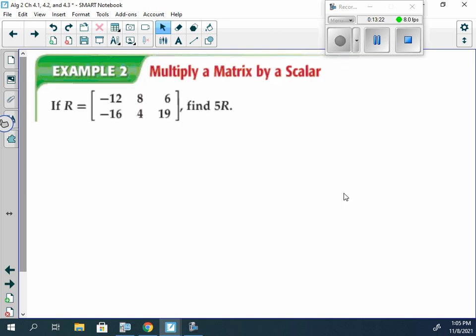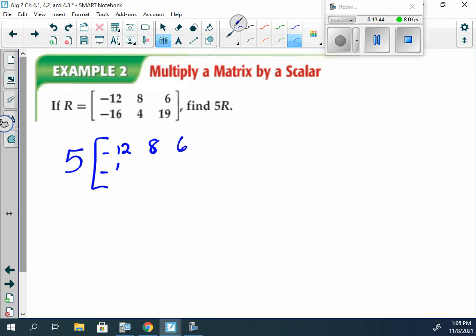Let's look at scalar multiplication. We also did scalar multiplication in August. We've covered this one before. Whenever we multiply by a scalar, we're multiplying every element inside that matrix by that scalar, by that number. So here, I'm multiplying 5 by the matrix -12, 8, 6, -16, 4, 19. So we're multiplying each element in the matrix by 5.